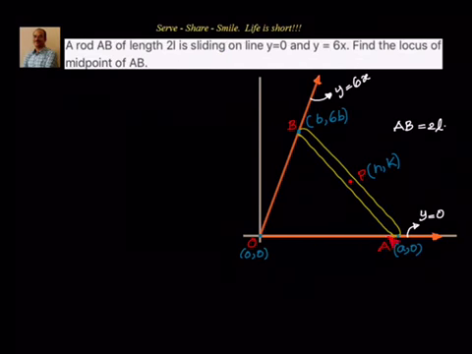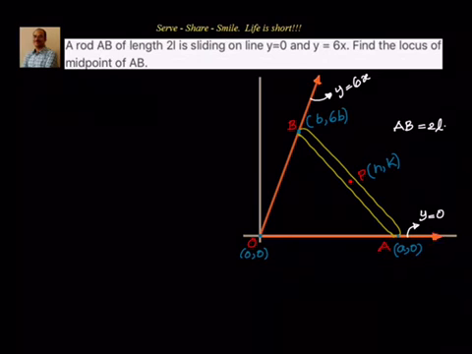Generally, we see these problems related to a rod sliding on the x-axis and y-axis. Now for a change, we have an equation of a straight line. Instead of x equal to 0, we have y equal to 6x. So this rod is sliding on these two straight lines, and we have to find the locus of the midpoint of AB. So what's our approach for that?